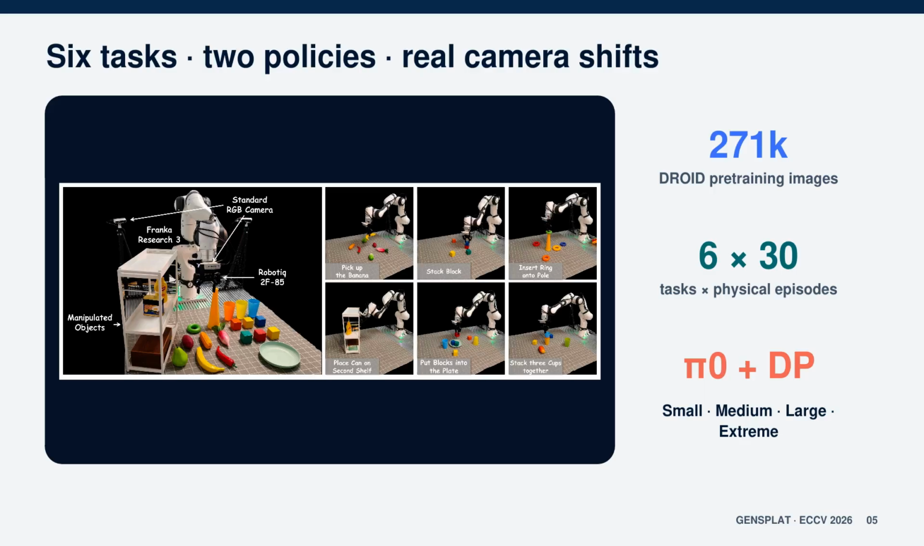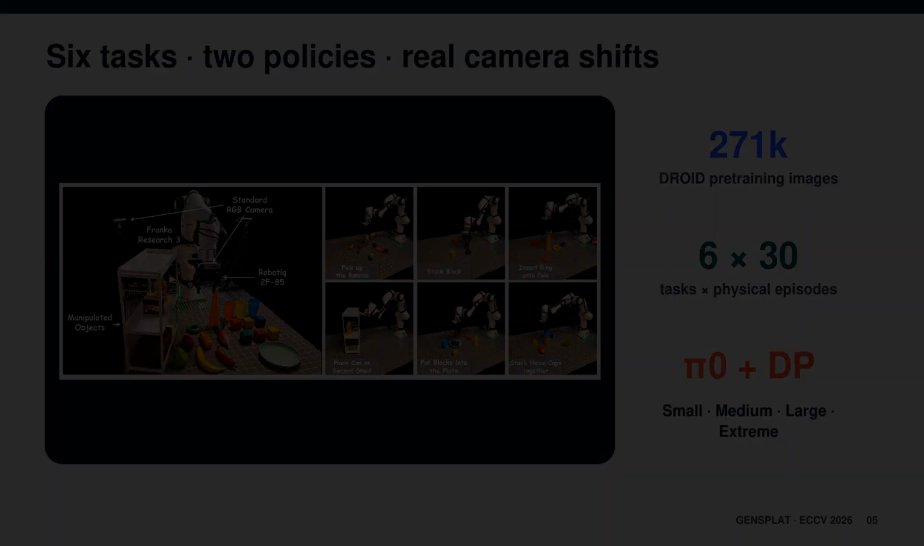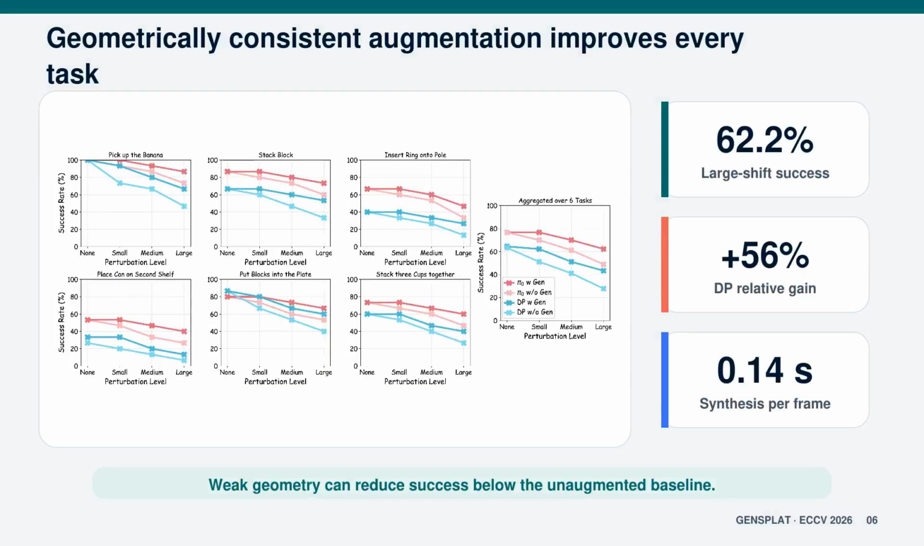This protocol measures whether the policy genuinely generalizes across camera poses rather than merely matching visual quality. The main result is that geometrically reliable augmentation improves robustness across all 6 tasks in both policy families. Under large camera perturbations, GenSplat reaches an average success rate of 62.2% for Pi0. This is 6.1 percentage points above the strongest feed-forward baseline, AnySplat, while GenSplat synthesizes a frame in only 0.14 seconds.